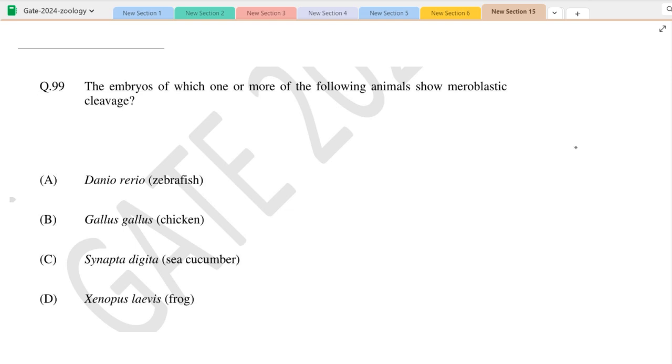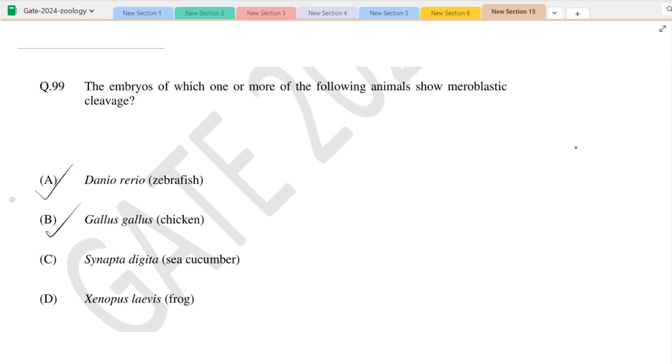So the embryos of which one or more of the following animals show meroblastic cleavage? This is a multi-select question. Here the correct answer is option A and D, that is zebrafish and the chicken, Gallus gallus, and Danio rerio. So these two organisms show meroblastic cleavage.